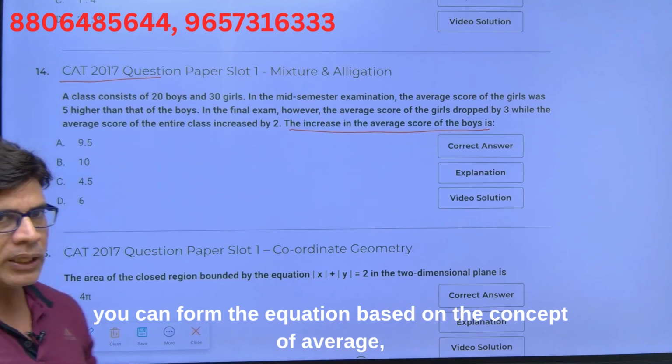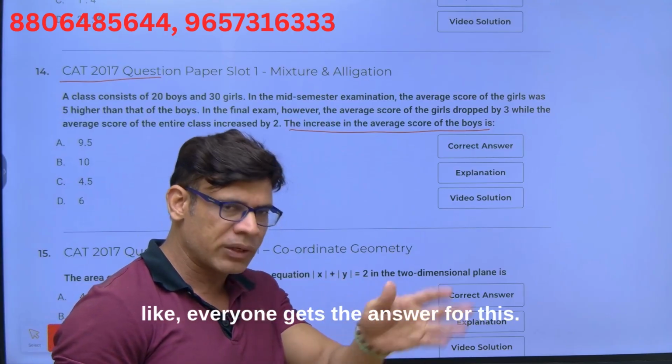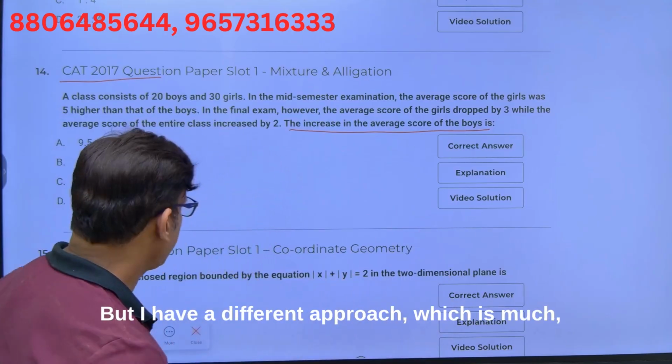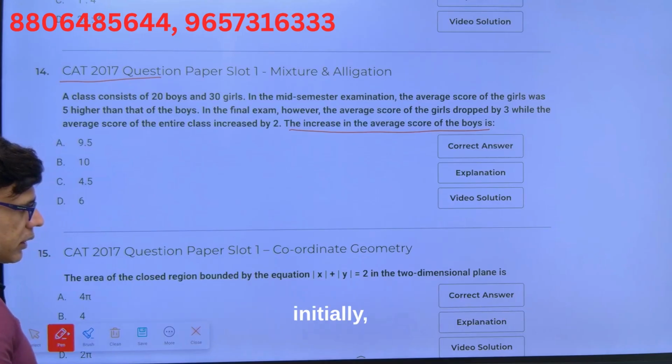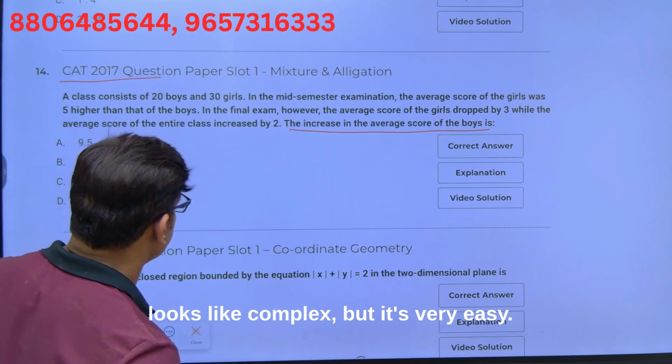Now you can form the equation based on the concept of average and you can get the answer. Everyone gets the answer for this. But I have a different approach which initially looks complex, but it's very easy.